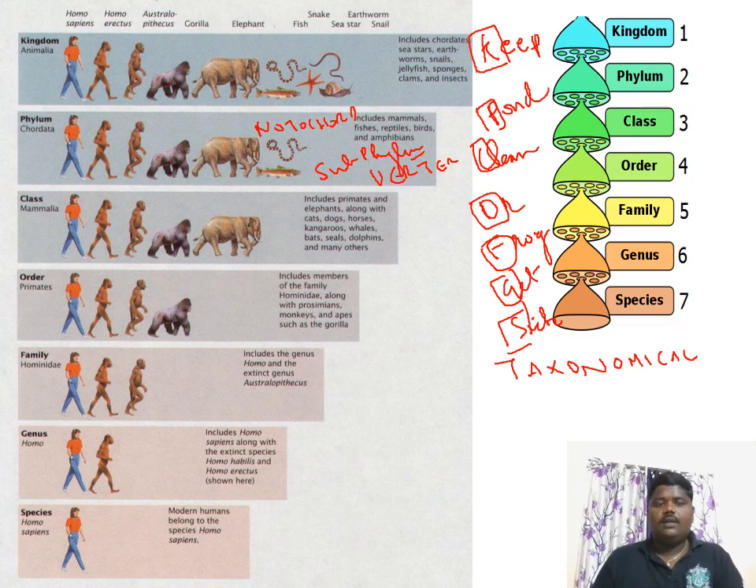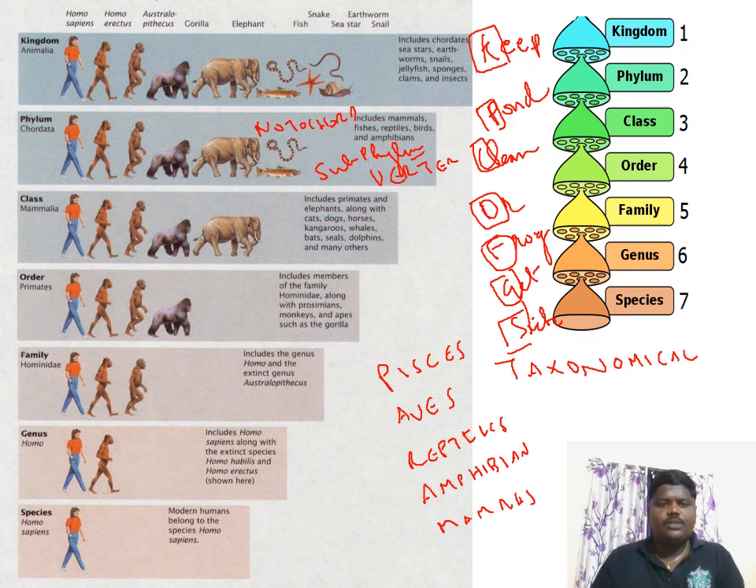As I said in the previous video, chordates are of different types. Five important classes are there: pisces, which live in water; aves, which fly; reptiles, yes, hope you remember, my dear friends; amphibians, which live in both land and water; and finally our mammals. Mammals are the only organisms which are viviparous, which give birth to young ones and feed them through mammary glands. By the way, that is how the name came.